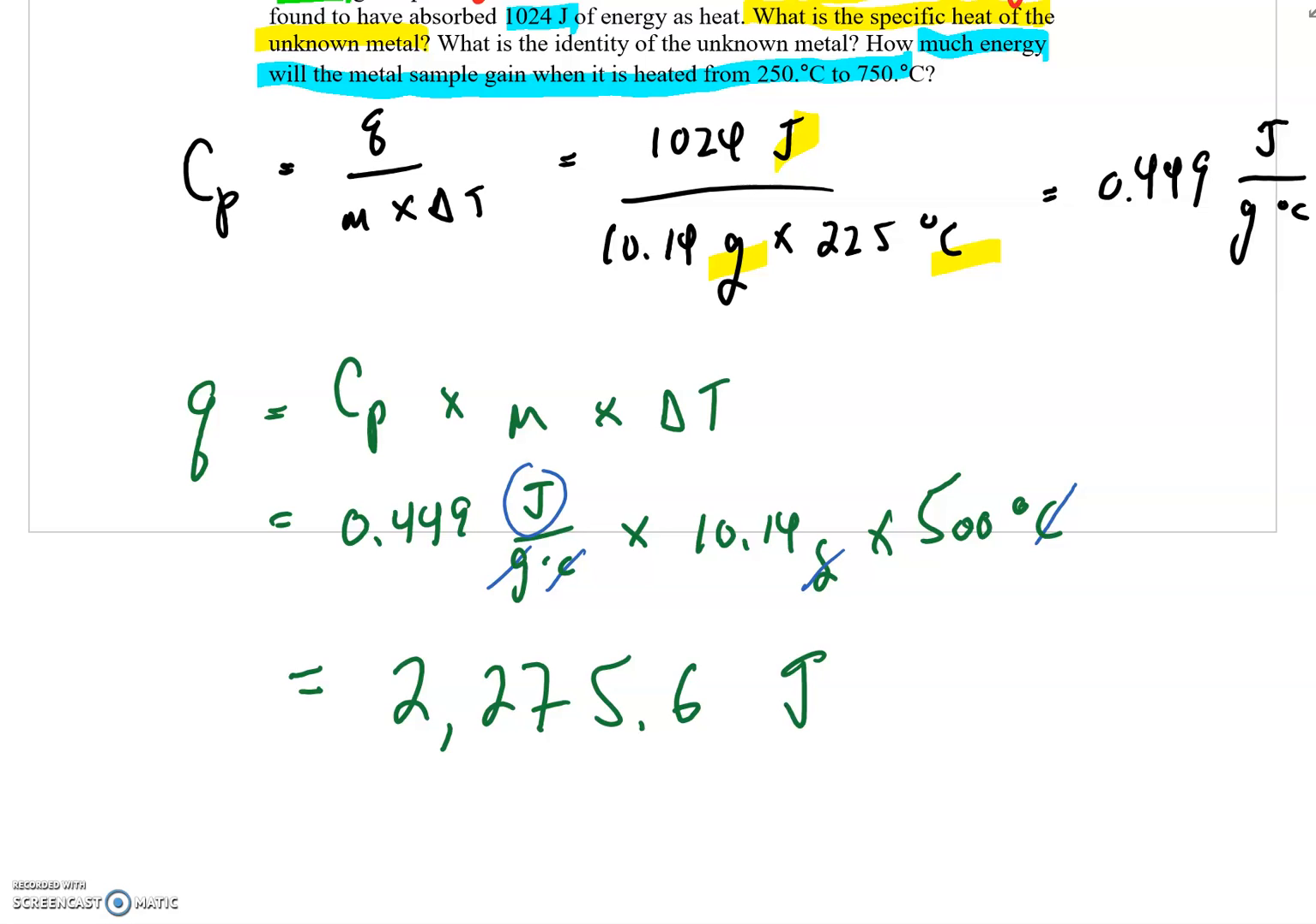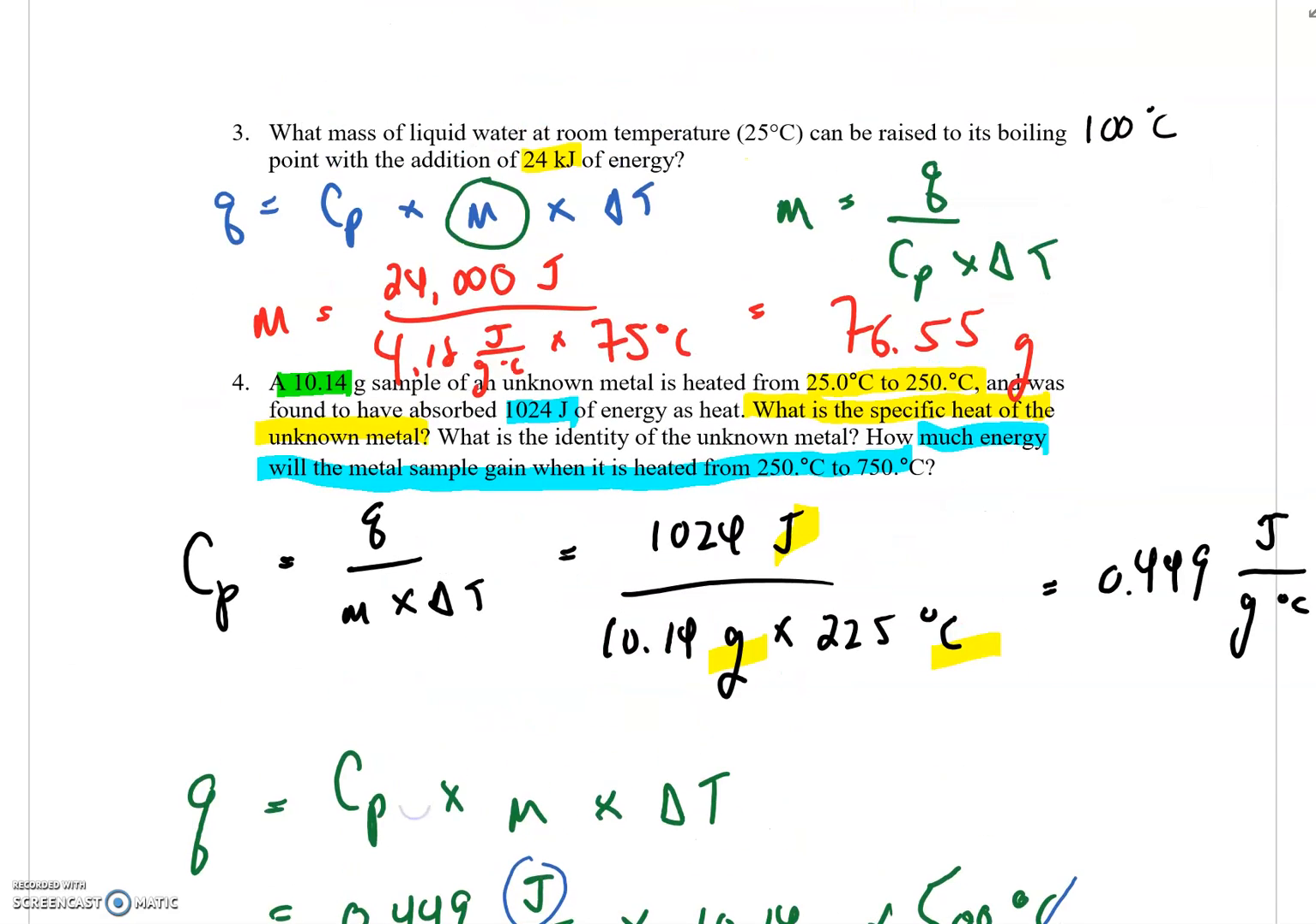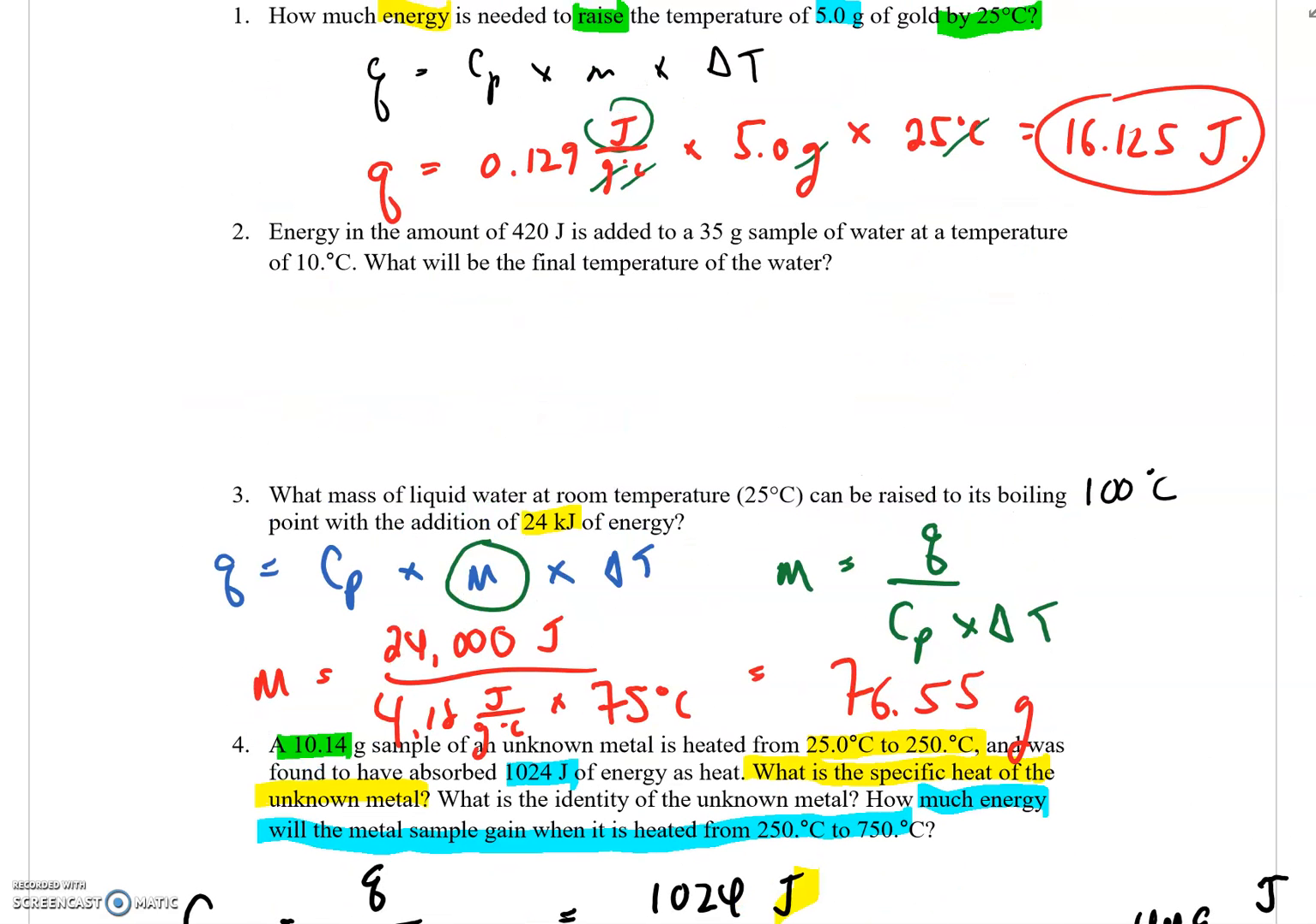Okay, let's go back up and we'll do number 2. And it's asking for the final temperature of the water. So we want to be careful. We have an initial temperature of 10 degrees Celsius. And to find the final temperature, that means we're going to need to find the delta T first. So let's rearrange this equation. If Q is equal to Cp times M times delta T, then delta T is going to be equal to Q divided by Cp times M.